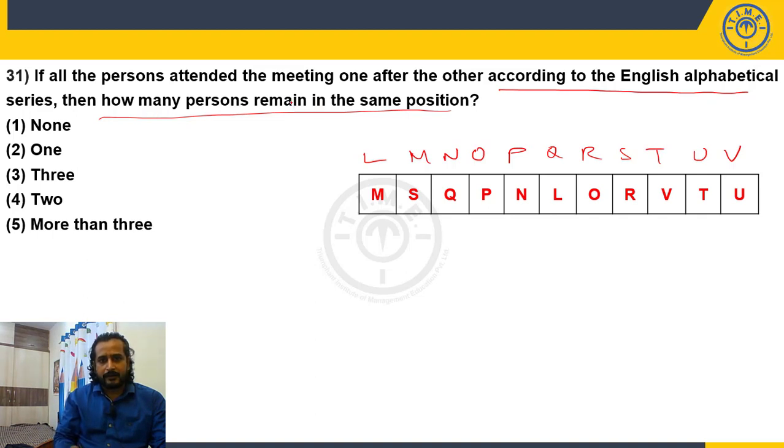Let's check how many persons remain in the same position. LM, no. MS, no. NQ, no. OP, no. PN, QL, RO, SR, TV, UT, V, no one. So what is your answer? None. Choice 1.